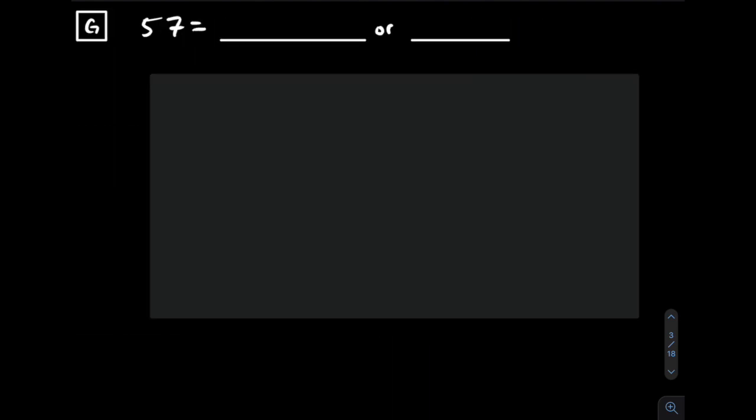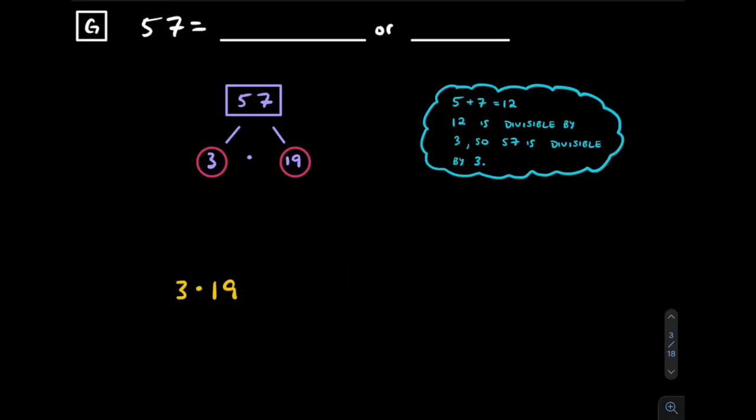And let's try another one. Here I want you to find the prime factorization for 57. If you think it might be prime, think again. This one is actually composite. Think about your divisibility rules. The prime factorization for 57 is just 3 times 19.